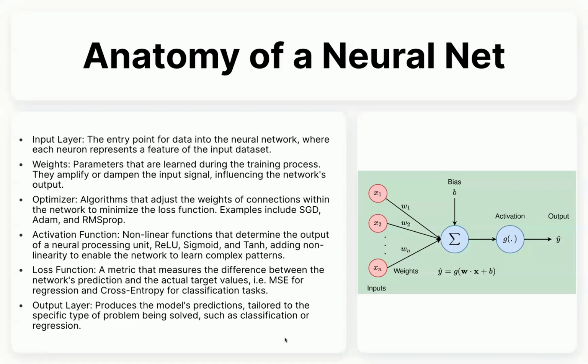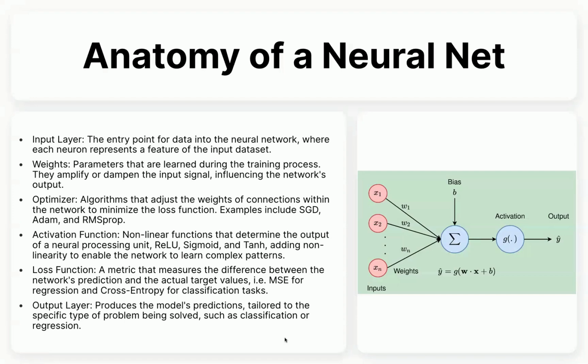We also have the optimizer, which is a key component of the neural net. It's an algorithm that is used to adjust the weights of the connections within the network to minimize the loss function. So we have input data, which is being learned through the neural net, which is a universal function approximator, and we have an output target that we're trying to minimize the loss with respect to. Some examples of optimizers include stochastic gradient descent, Adam, and RMSprop.